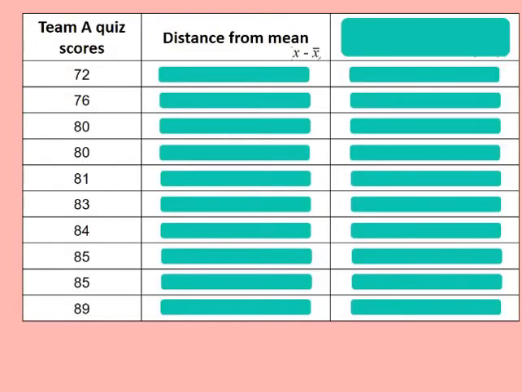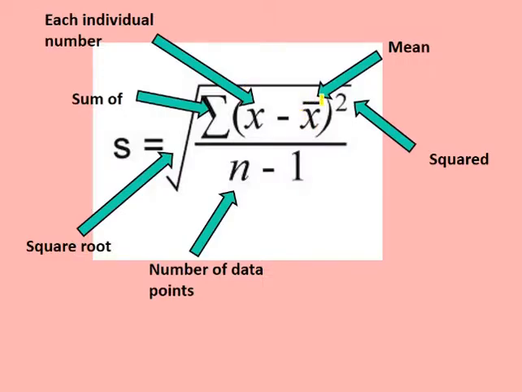Standard deviation is easiest done in a table. I think visually it helps a lot. So if you imagine you've got your Team A quiz scores, with the lowest score being 72 and the highest being 89. Now our first step is we do need a mean.